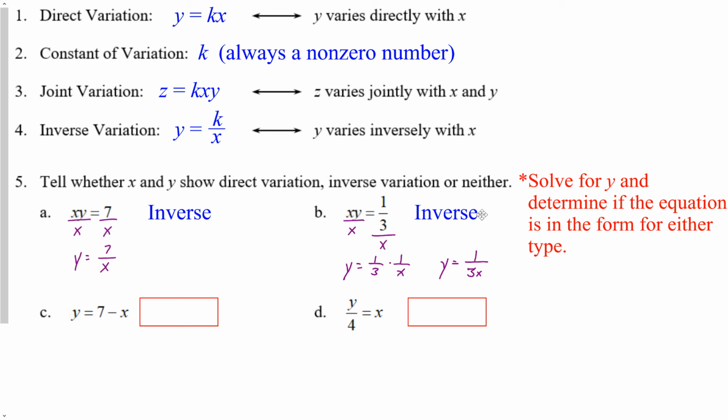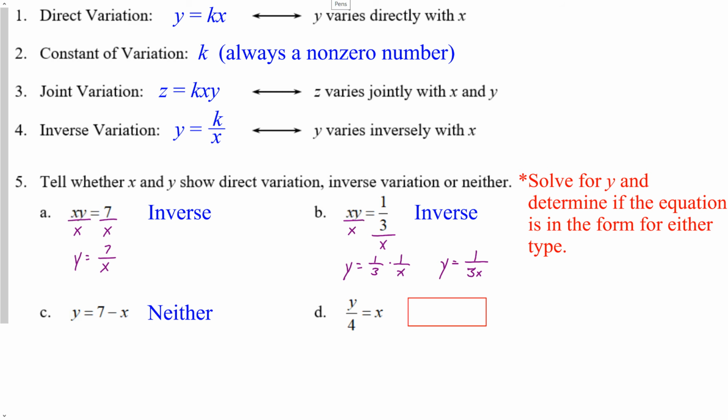For part C, we don't have any work to do to solve this for y because it already is y equals. So we just have to look at this and ask ourselves, does that equation take the form of either the direct variation equation or the inverse variation equation, or is it a neither type of variation problem? This one is neither. We have 7 minus x. There is no subtraction in either the inverse or direct variation equation, so this is neither.